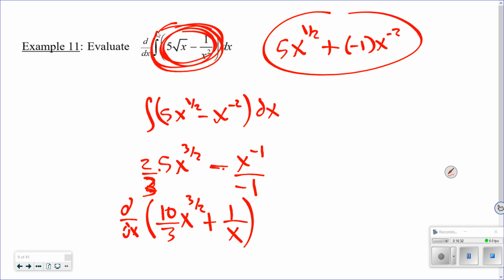So that's my answer. Oh, by the way, I'm sorry, I forgot. This answer should have had a plus c on the end. But when I take the derivative, right, the plus c is going to go away. So it's gone. So derivative and integral, just know that they're inverses. They're going to cancel or undo each other.